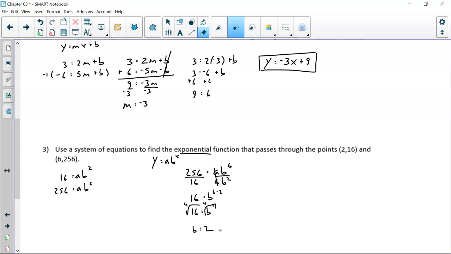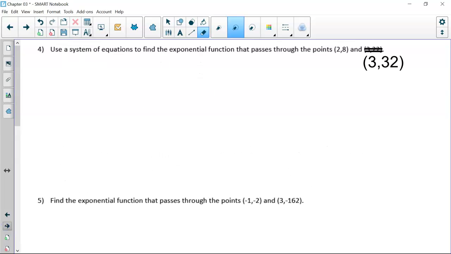Now that we found b, we can solve for a. 16 equals a times b, which is 2, squared. 16 equals a times 4. Divide both sides by 4. A equals 4. We have everything we need. Y equals 4 times 2 to the x. And there's our equation. Let's do another one.